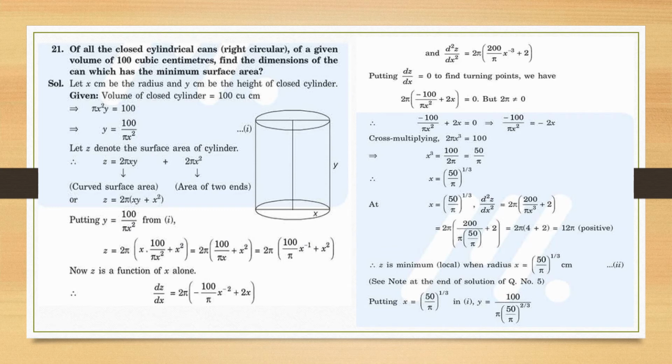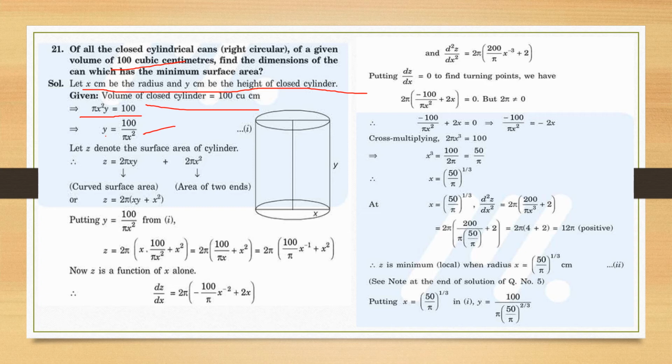Of all closed cylindrical cans of given volume 100 cubic centimeters, find the dimensions of the can which has minimum surface area. Okay. So you have to use that the volume is given here. Now as in the previous question, area was given and you had to prove the volume maximum. Here in this case, you have to prove surface area minimum using the volume concept. So again, let x be the radius, y the height. Volume of a closed cylinder is pi r square h, which is 100. In place of h it is y. So y is 100 upon pi x square.